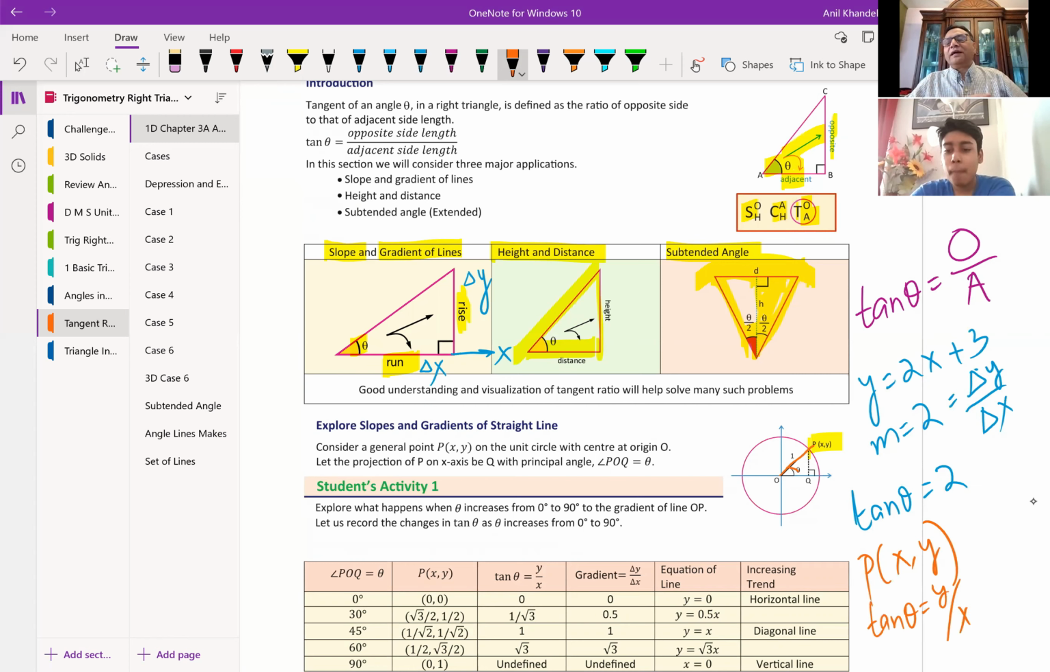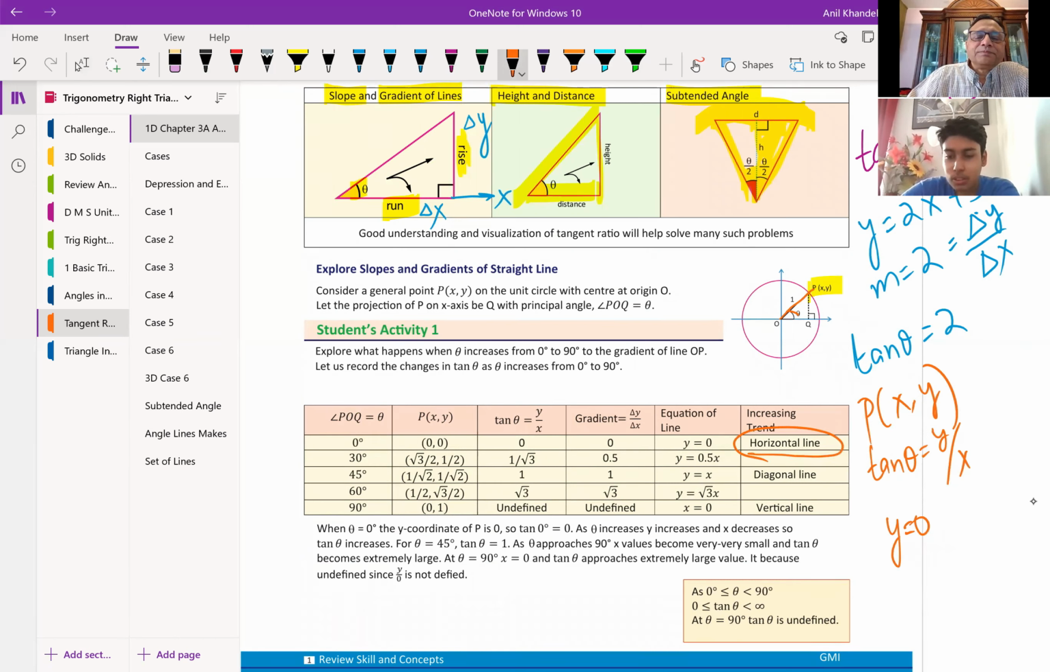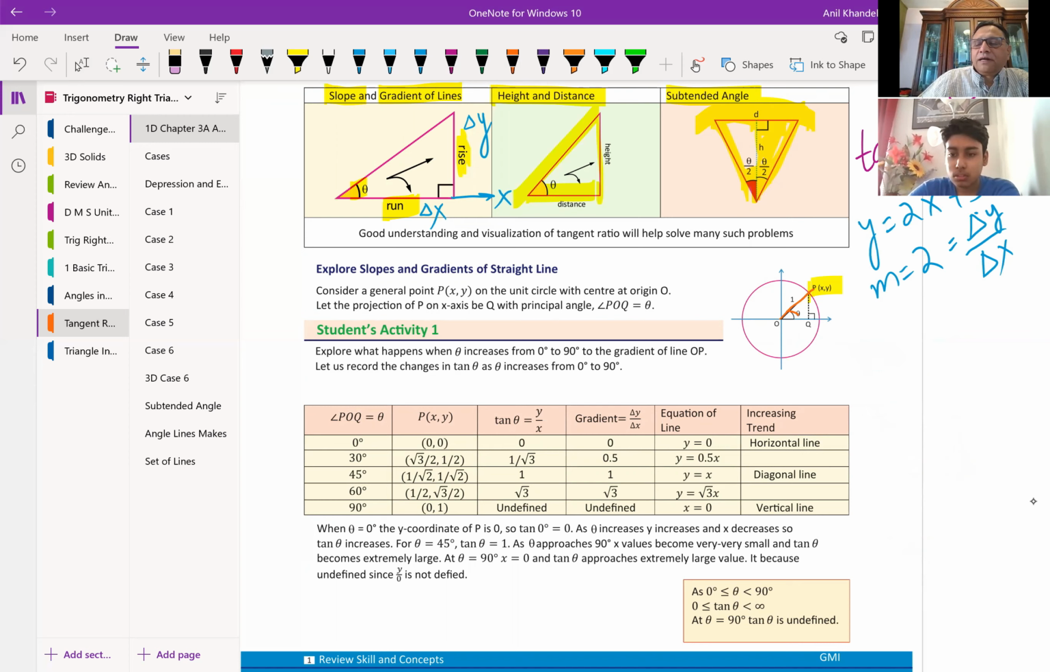So you can also find tan theta in this particular way, correct? There are so many applications which relate to the tangent ratio, as you have seen right here, correct? Yes, sir. So what I'm doing here in this particular, let me just try to write this in a proper way.